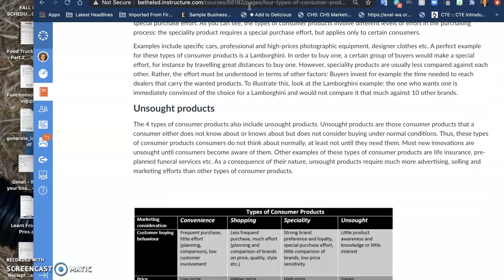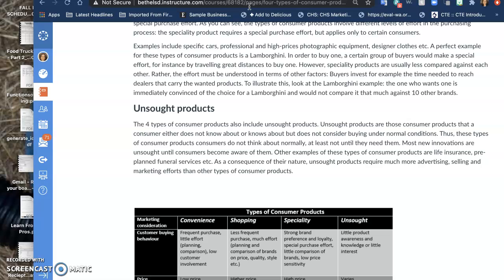Unsought products. The four types of consumer products also include unsought products. Unsought products are those consumer products that a consumer either does not know about or knows about but does not consider buying under normal conditions. Thus, these types of consumer products consumers do not think about normally, or at least until they need them.